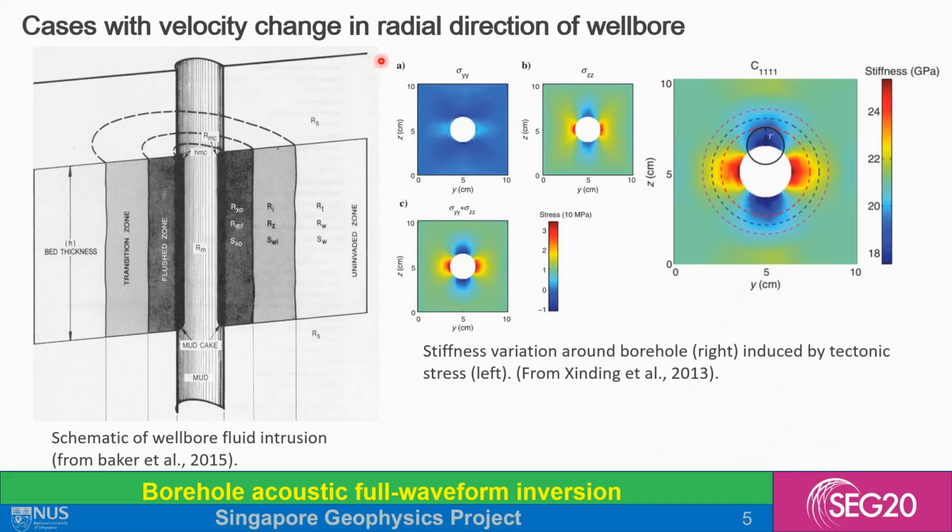However, in many cases, velocities are changing in the radial direction of the wellbore. For example, when borehole fluid intrudes into the formation, the velocities in the flushed zone and the transition zone may decrease because of the fluid substitution. Another example is stiffness variation or velocity variation around the borehole induced by tectonic stress. The traditional methods used for obtaining acoustic logs cannot quantitatively calculate velocity structure like this. Therefore, we propose to apply full-waveform inversion to invert the velocity structures from acoustic logging data.